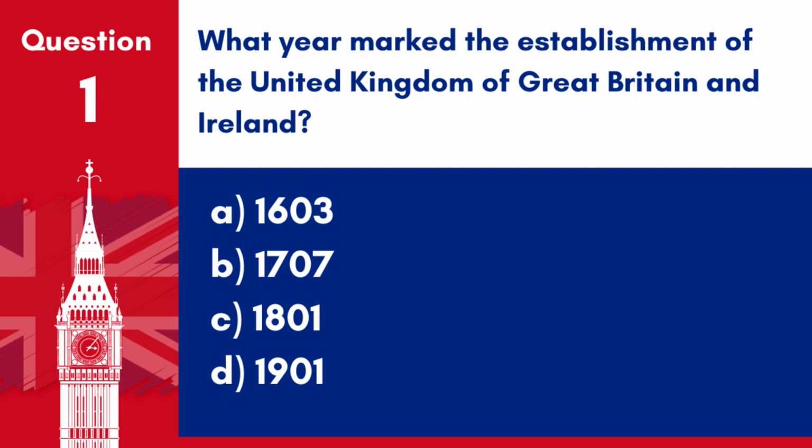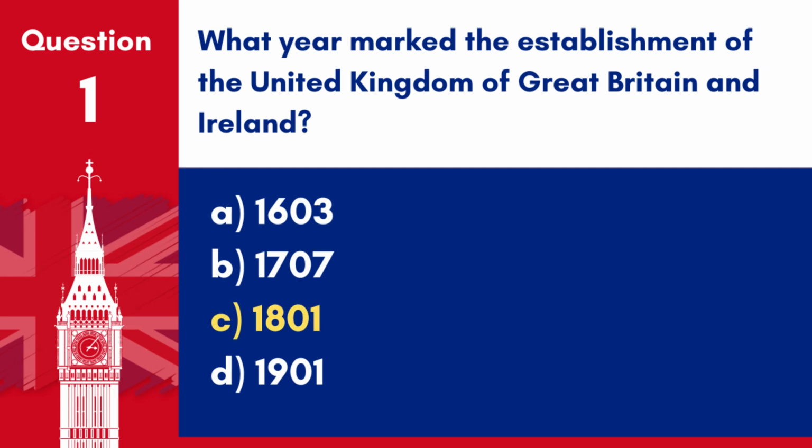Question 1. What year marked the establishment of the United Kingdom of Great Britain and Ireland? A. 1603, B. 1707, C. 1801, D. 1901.